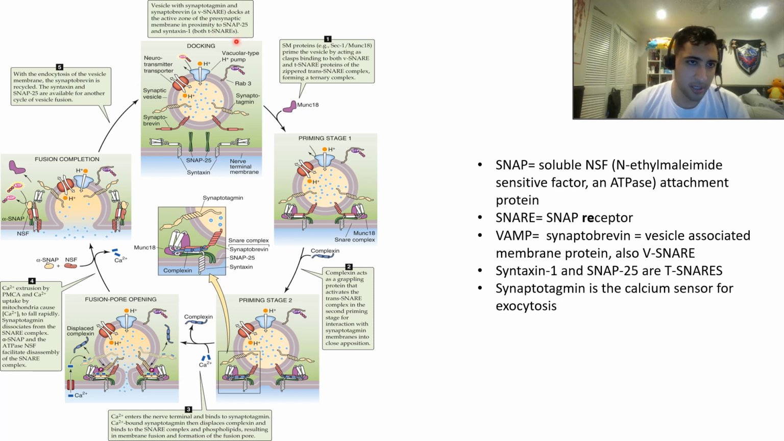So let's go through everything that's going on here. You can see the docking stage, SNAP25 and syntaxin, the T-SNAREs that are the terminal SNAREs. That's what the T stands for. They're on the terminal membrane. The SNAREs on the terminal membrane are not bound. Okay, so the docking is about to occur. You can see you have your calcium sensor here, synaptotagmin. You have synaptobrevin, which you're going to see in a second is going to be your V-SNARE. So your T-SNARE and your V-SNARE are going to interact. All right. So the vesicle with synaptotagmin and synaptobrevin, which is the V-SNARE, docks at the active zone of the presynaptic membrane in proximity to SNAP25 and syntaxin 1.